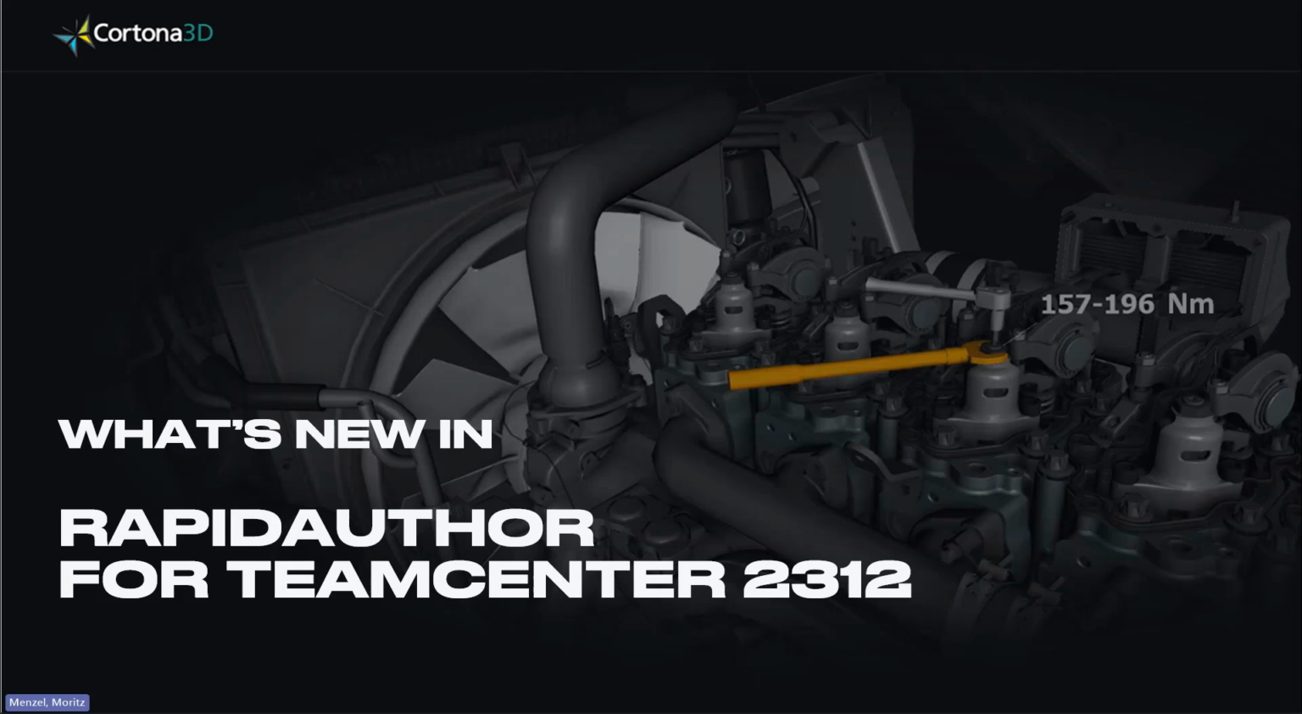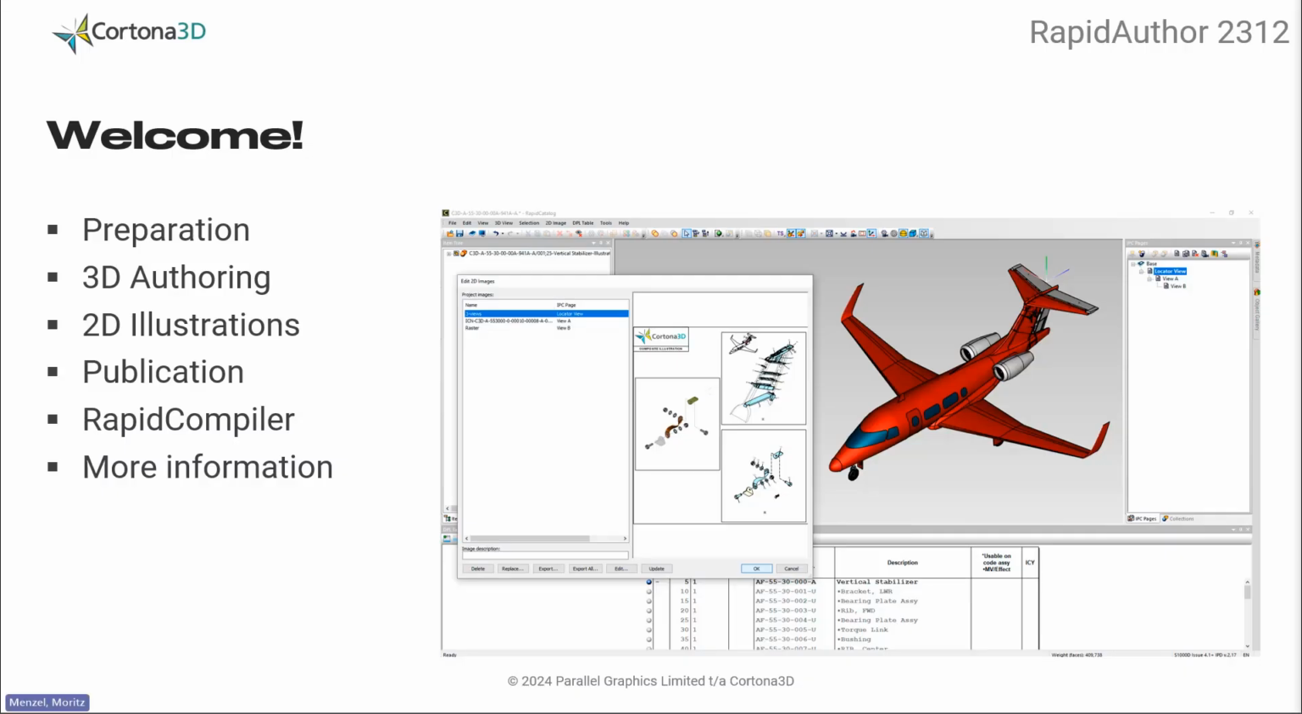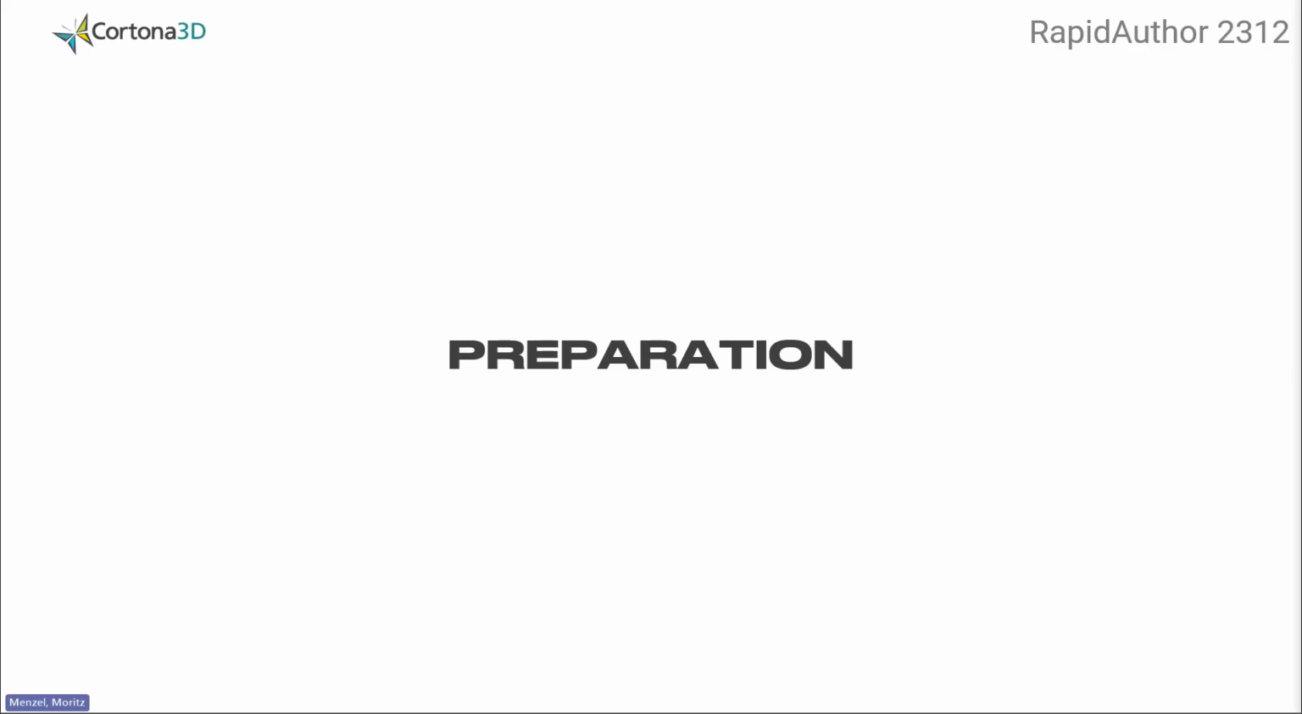Let's together have a look at the new features in RapidAuthor for Teamcenter 2312. Today, we want to structure this webinar a little differently and follow the journey an author takes while creating technical documents. Your workflow typically starts with preparing the data and the tools, handling import, etc. Then we move to authoring itself, split into 3D and 2D related features. And afterwards, we go to the publishing and the viewing stage of your created content. And finally, we will talk about automation with RapidCompiler. So let's get started with the preparation step.